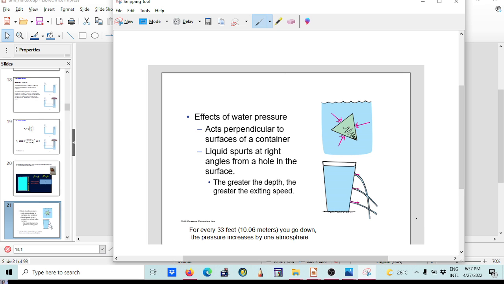So if you have a piece of anything inside the water, you're going to have pressure. The force, because of the pressure, is always perpendicular to the surface. So it's going to be perpendicular to the surface here, and perpendicular to the surface here.